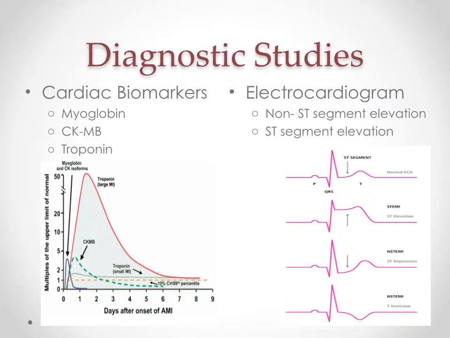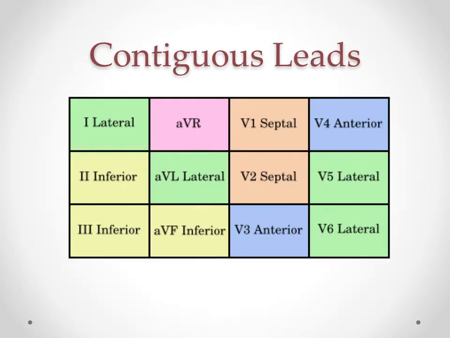The two types of MIs are differentiated by electrocardiogram, or EKG. ST segment elevation in contiguous leads is the definitive diagnosis of a STEMI. However, if no ST segment elevation is noted but the cardiac biomarkers are elevated, then the diagnosis of a non-STEMI can be made. On EKG of non-STEMIs, you can see ST depression or T-wave inversion. This slide just shows the contiguous leads that are associated on the EKG.